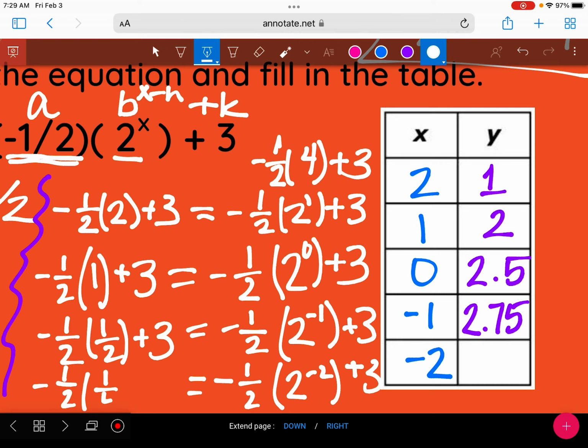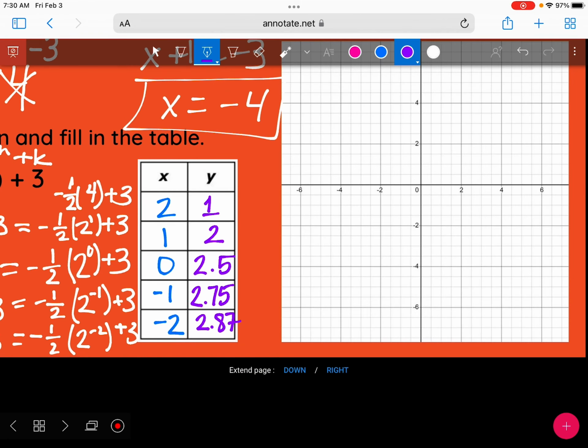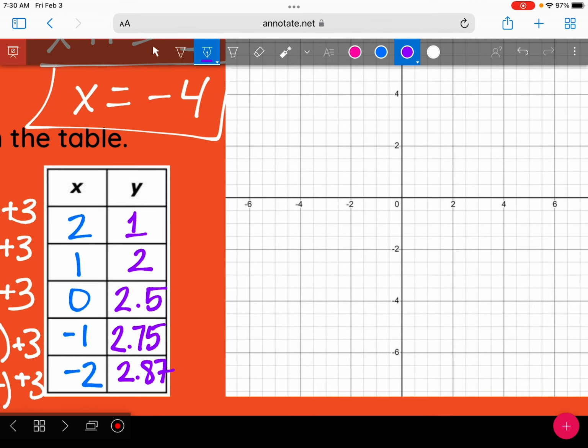One-fourth, yep. Plus 3. So when you add and multiply those things together, what do you get? Negative 1/2 times 1/4 plus 3. 2 point, what'd you say? 87. Yep. 2.87. Okay? So now we can take these and plot them.